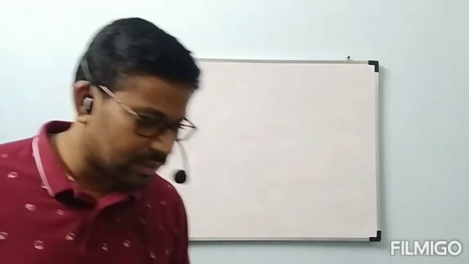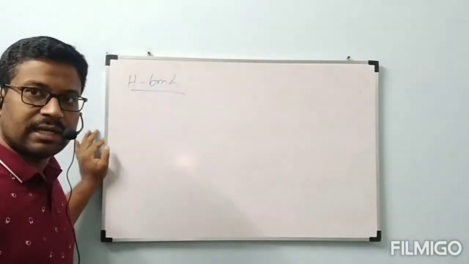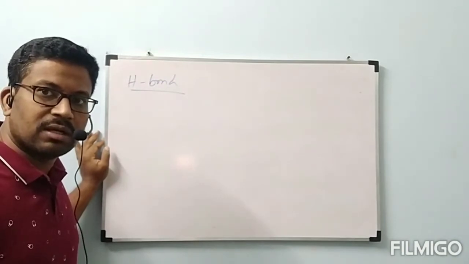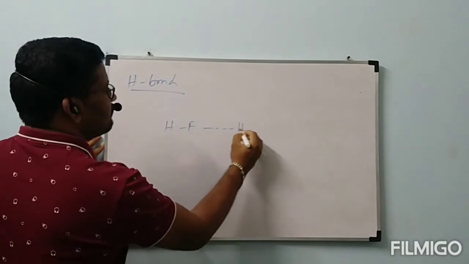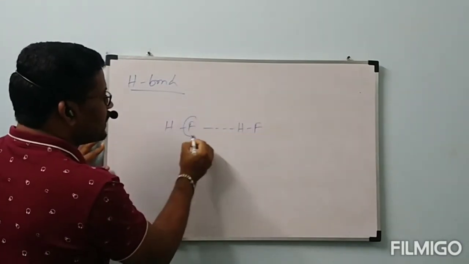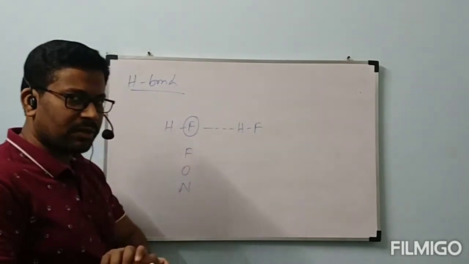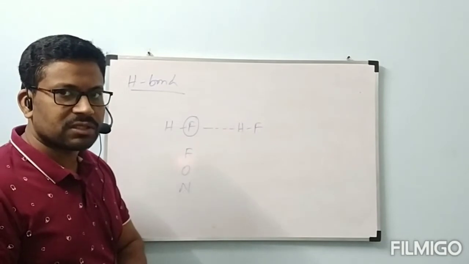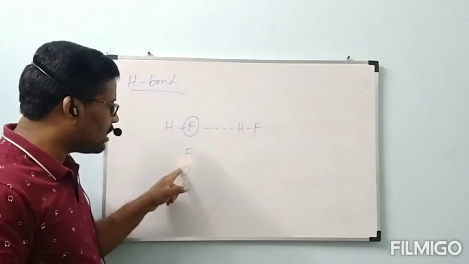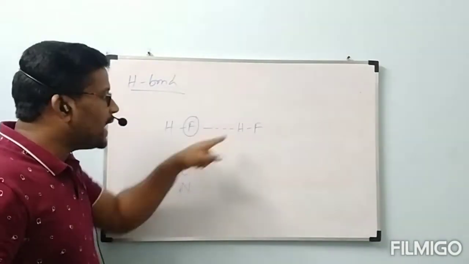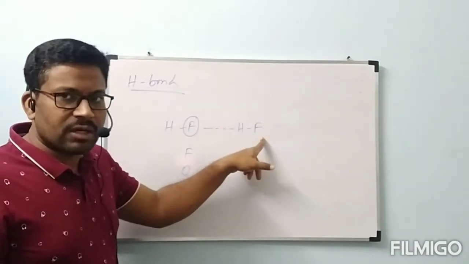Now, there are two types of hydrogen bonds we have. Those are intermolecular hydrogen bond and intramolecular hydrogen bond. Example, HF. Highly electronegative atoms: fluorine, oxygen, nitrogen. These three only can form hydrogen bond. What is the condition for the formation of hydrogen bond? There should be a highly electronegative atom like fluorine, oxygen, nitrogen, and hydrogen must be bonded to a highly electronegative atom.